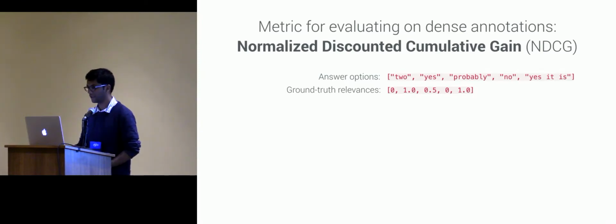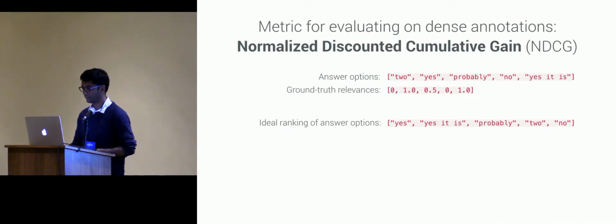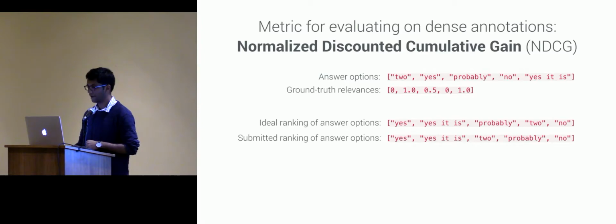Given answer options such as 2, yes, probably, no, yes it is, for any question, ground truth relevances might look something like this. The answers with non-zero relevance here are yes, yes it is, and probably. That's what the ideal ranking of answer options might look like. And let's say a submitted ranking looks something like this, where the top 2 answers are the same as the ideal ranking, but the third ranked answer is 2, which has a relevance score of 0.